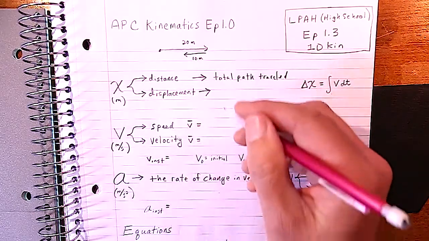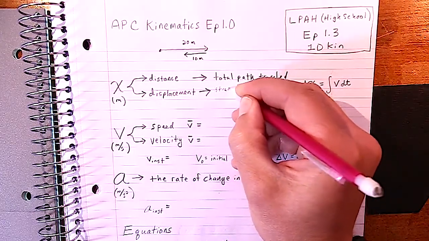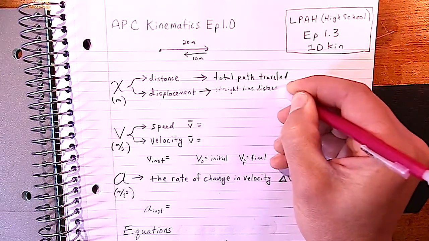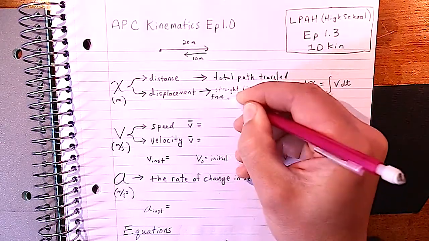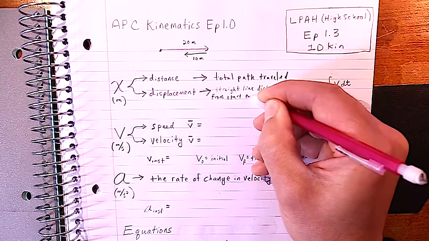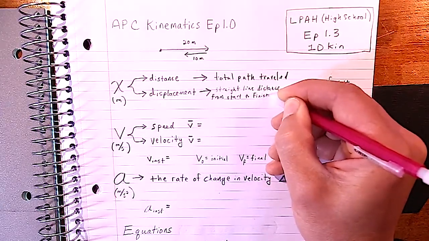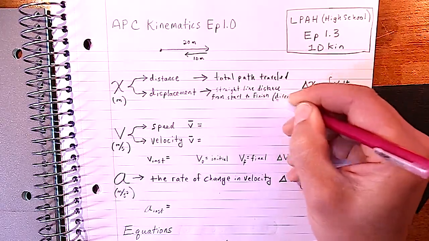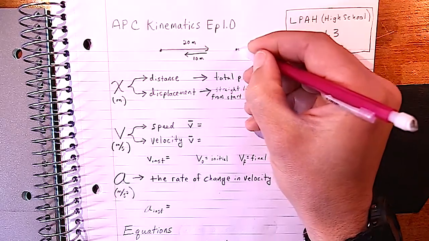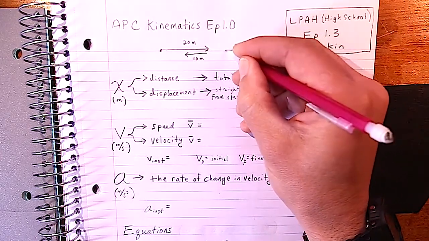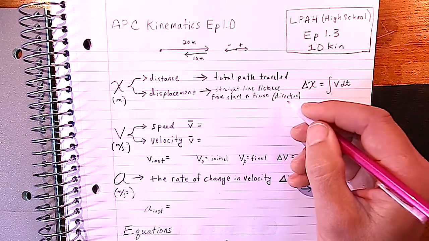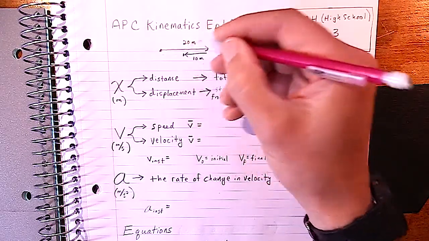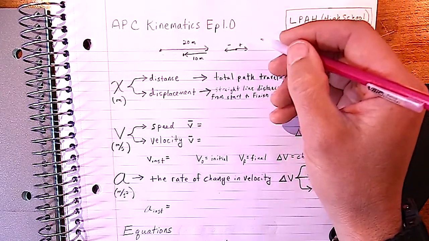Displacement, however, is the straight line distance from start to finish. But it's a vector quantity, which just means it has to include direction. So if we define to the right as positive and to the left as negative, our displacement is the straight line distance from start to finish. That would be 10 meters to the right, or positive 10 meters.